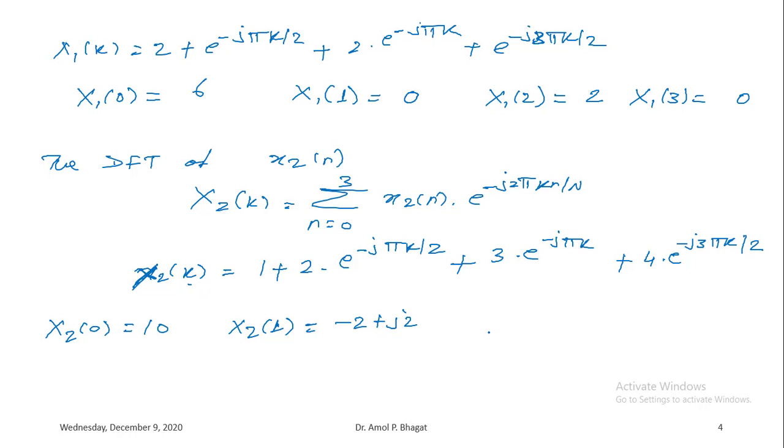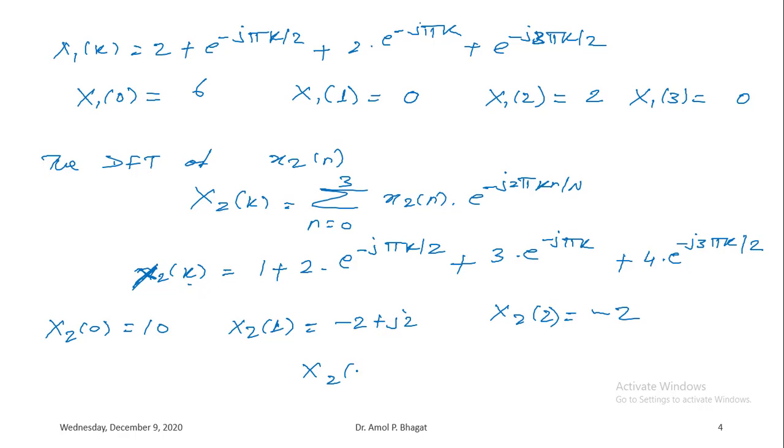Or twice j, right? Similarly, X2 of 2 is equal to, again I will substitute, 1 plus 2 into e to the power minus j pi, 2 will get cancelled, 3 into e to the power minus j2 pi, plus 4 into e to the power minus j3 pi will be there, right? So after evaluation, minus 2 value will be there.